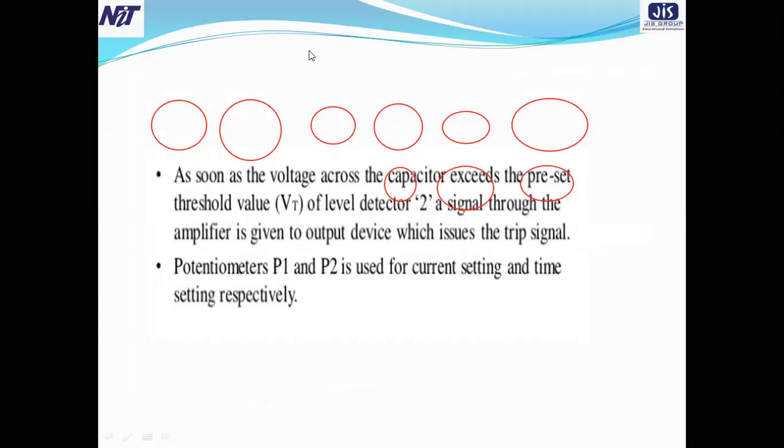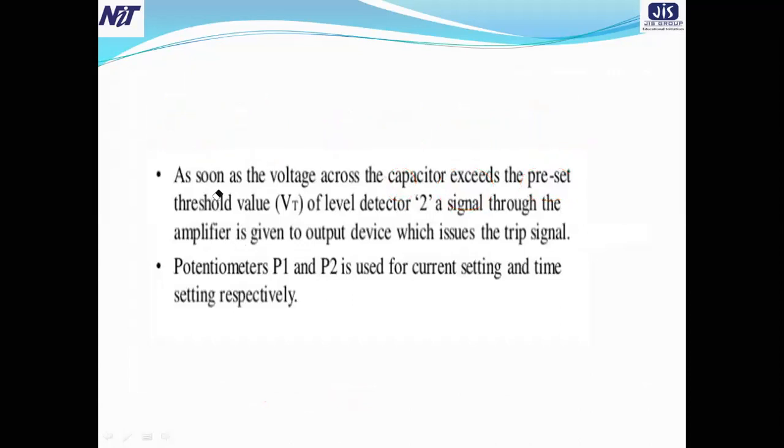Now the last part. As soon as the voltage across the capacitor exceeds the preset threshold value, which we can call VT, of level detector 2, a signal through the amplifier is given to the output device, which issues the trip signal.